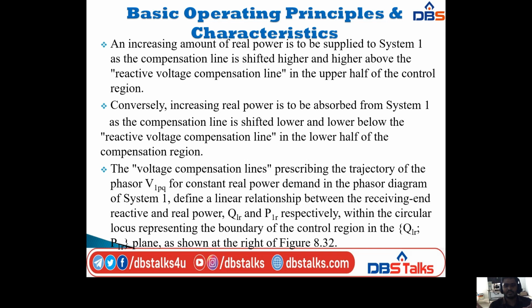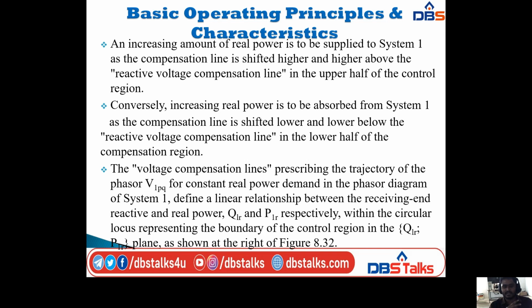So an increasing amount of real power is to be supplied to system 1 as the compensation line is shifted higher and higher above the reactive voltage compensation line in the upper half of the control region. Conversely, increasing real power is to be absorbed from system 1 as the compensation line is shifted lower and lower below the reactive voltage compensation line in the lower half of the compensation region.